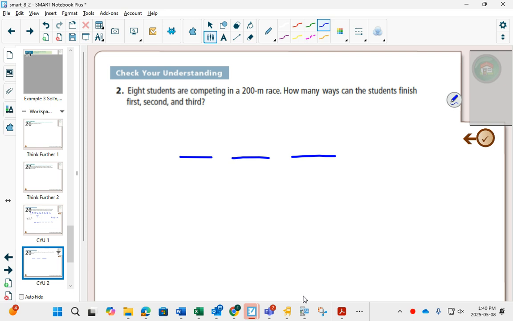Well, how many choices do we have for the person finishing first? Any of the 8 could finish first. But then, how many choices do we have left? 7. Then 6.